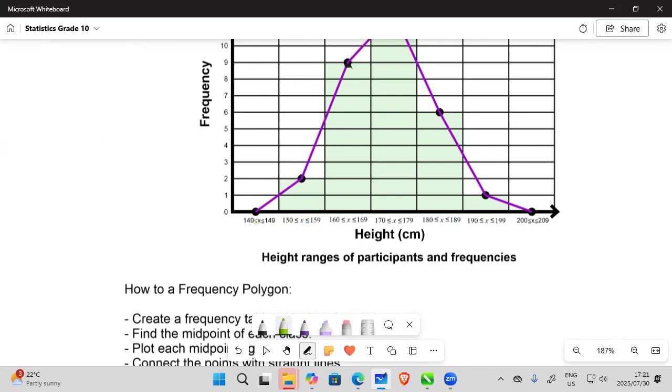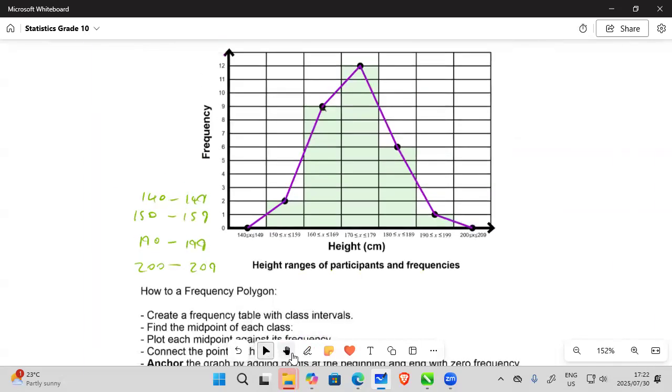So before this will be what? 140 to 149. Think about it. If we went in like this here, 150 to 159, what will come before it? 140 to 149. Okay? And then the last interval here is what? 190 to 199. So this will be 200 to 209. Can you see that? Right? Why do we do that? I'll explain exactly why we do that.